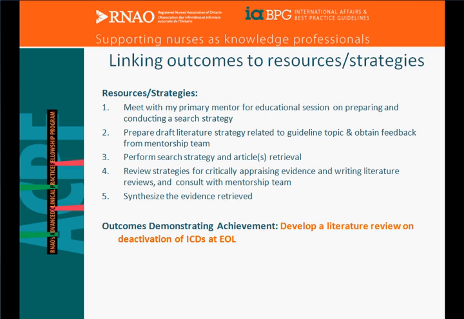All right, so now I want to link the outcome to the resource and strategies from our previous example. So remember, our fellow was interested in building on their current knowledge on deactivation of ICDs at end of life. And then they identified the strategies and resources they were going to use to do so. And the outcome tied to this particular objective was to develop a literature review on deactivation of ICDs at end of life.